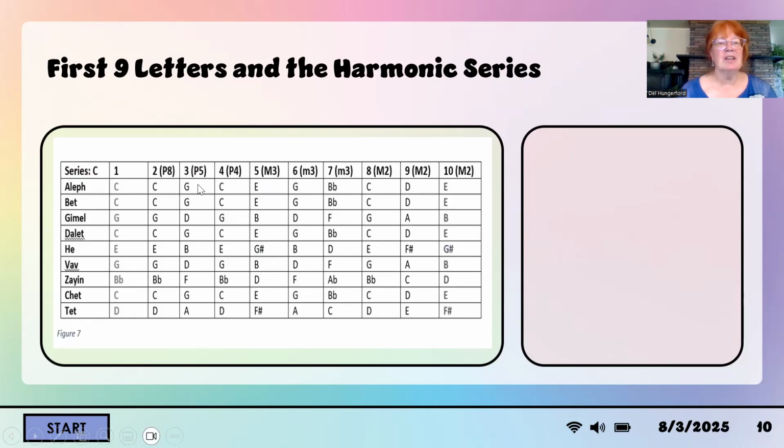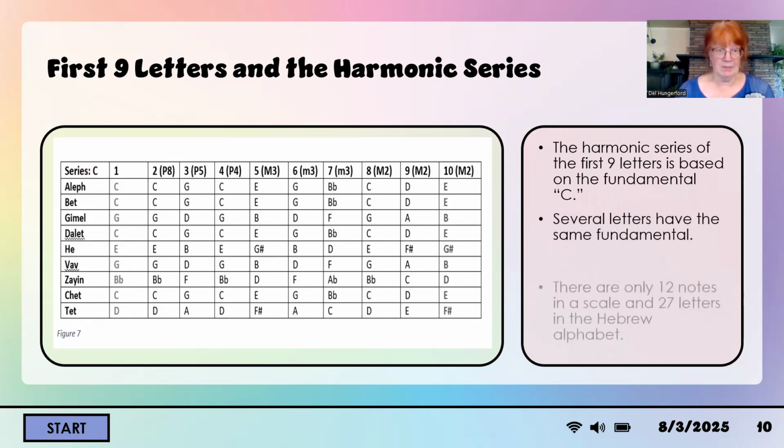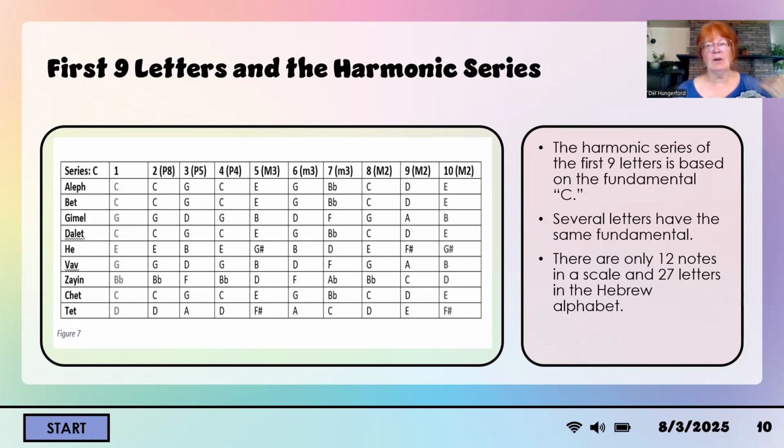Now, each one of these, you can create their own harmonic series off of that as well. So if you're doing something off the letter Dalet, for example, these are the most prominent notes that you're going to see. Let's say you're going to do one based on the note G. These are all the notes that you're going to hear first in the key of G. So again, this is the harmonic series based on the first 9 letters, and several letters have the same fundamental, which I pointed out. But here's the thing, there are only 12 notes in the musical scale, and there are 27 letters in the Hebrew alphabet. So there are going to be some repetitions.